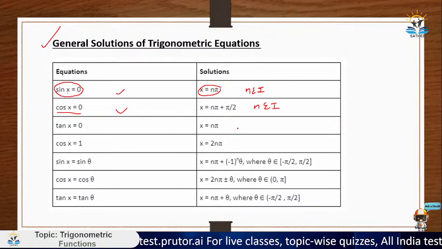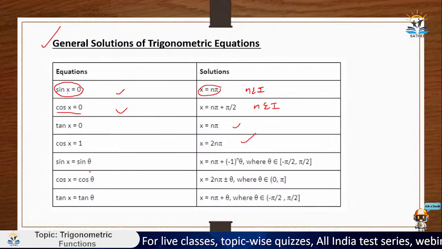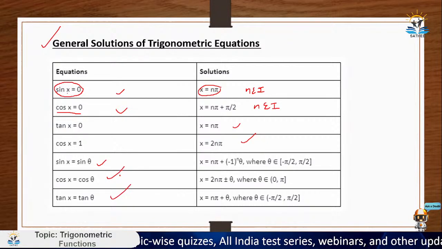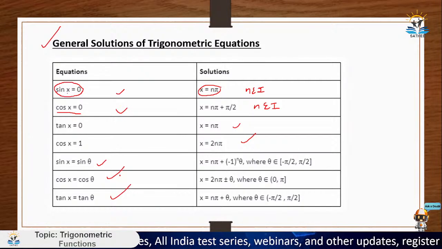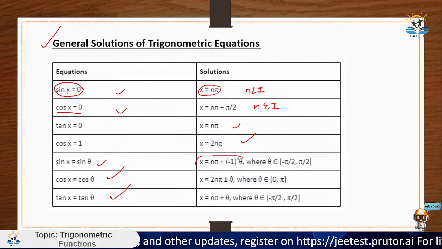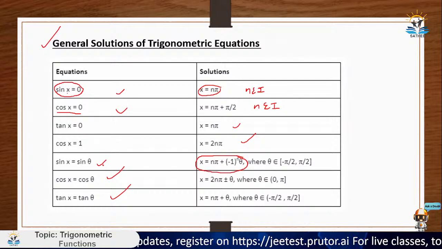Similarly, tan x is equal to 0 for x equal to n pi, and cos x is equal to 1 for x equal to 2 n pi. Similarly, sin x equal to sin theta, cos x equal to cos theta, and tan x equal to tan theta. These are formulas which you must remember, and I hope you are doing so. For sin x equal to sin theta, x is equal to n pi plus minus 1 to the power n into theta. You will use it only when you are given two angles, x and theta, and you want to compare them.